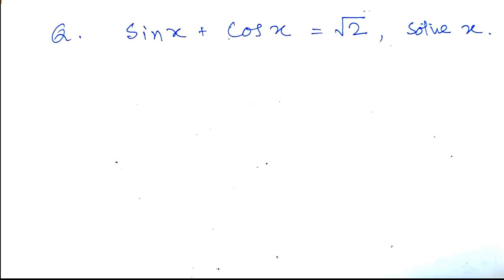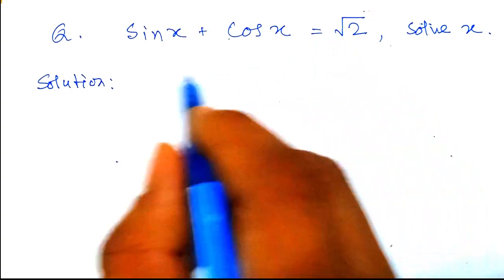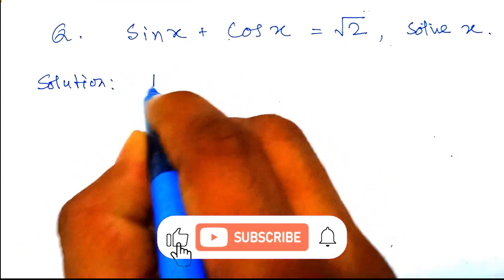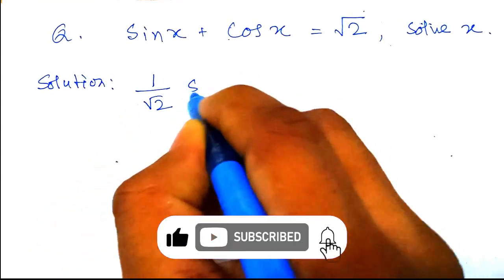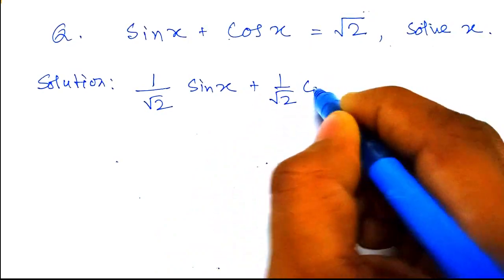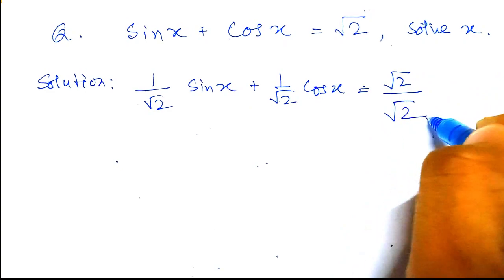Today our problem is sin x plus cos x is equal to root 2. So we have to solve for the value of x. We have root 2 here, so we will first divide both sides of the equation by root 2. It will become 1 by root 2 sin x plus 1 by root 2 cos x is equal to root 2 by root 2.